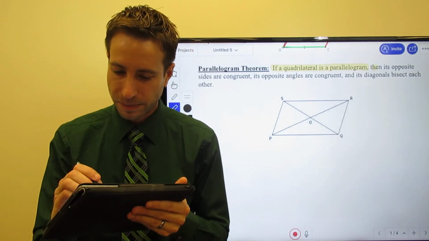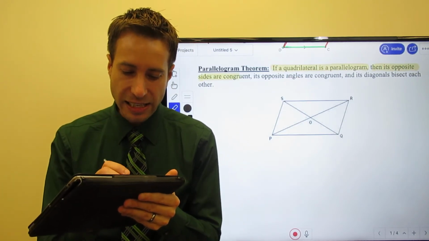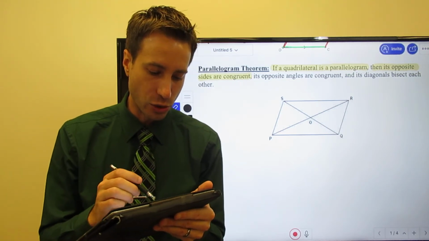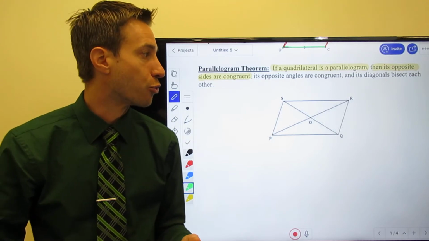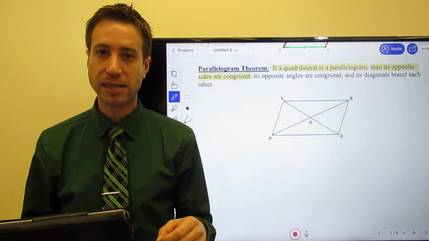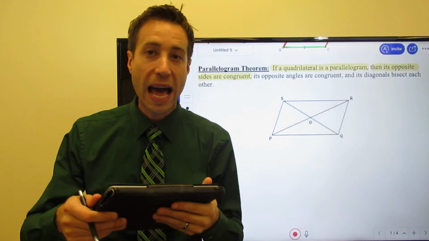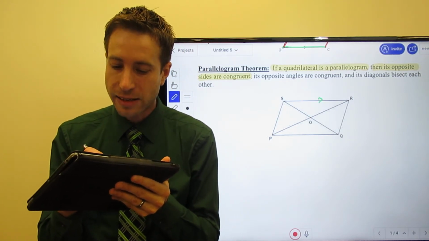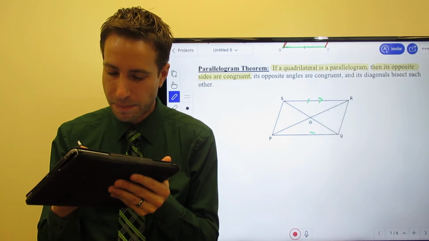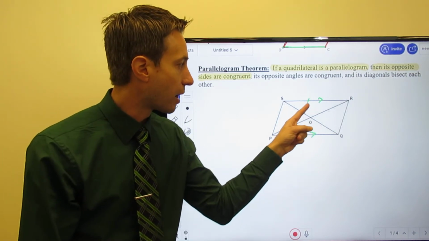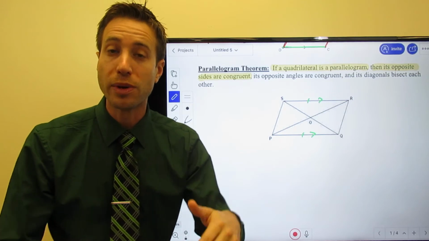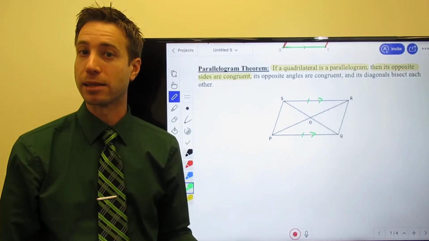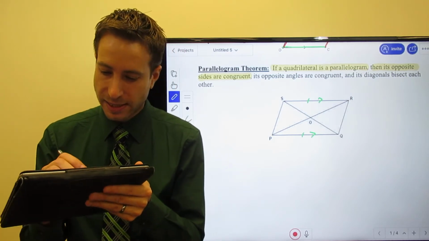Here's the first thing. Its opposite sides are congruent. Opposite sides of a parallelogram are congruent. This is really important. So SR is both parallel and congruent to side PQ. The little hash means that they're congruent, they have the same measure, and they're parallel to each other because it's a parallelogram. Opposite sides.